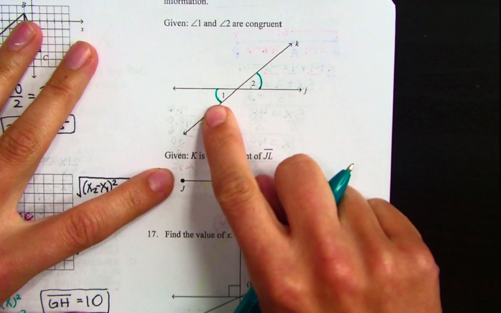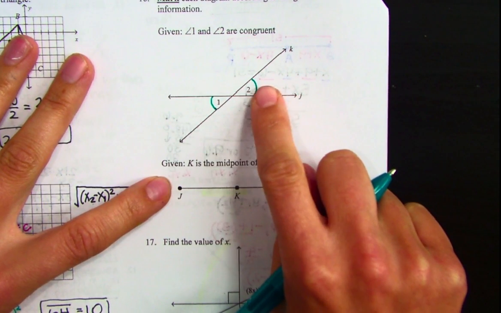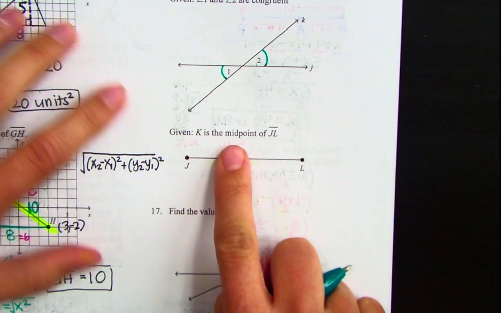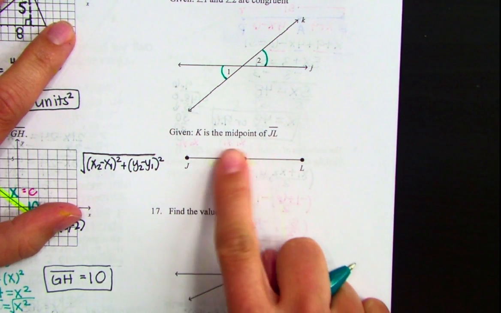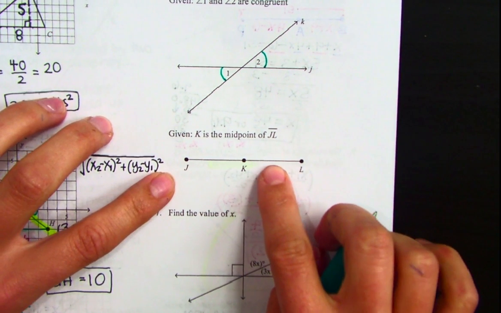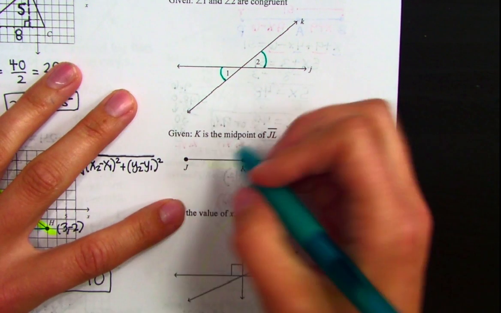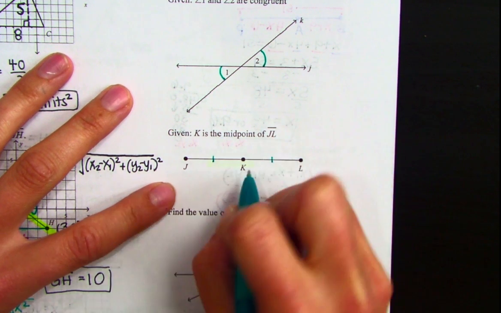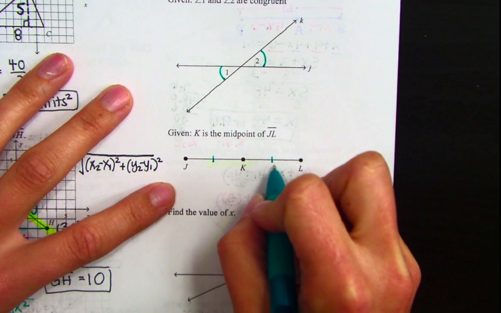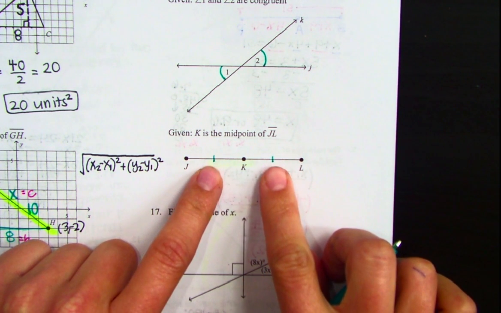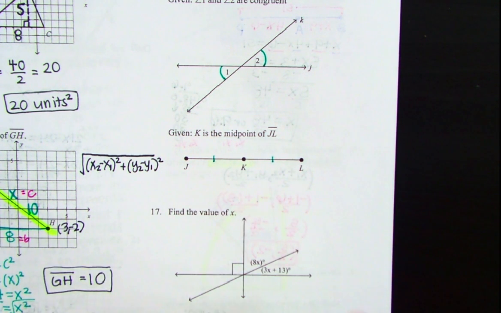So however many arcs are in the one angle, you would put the same amount of arcs in the other angle that it's congruent to. All right, if they tell us that K is the midpoint of JL, then we know that JK and KL are congruent. So when you have a segment, you use this little tick mark, the little dash. So we put one dash for JK and one dash for KL, showing that JK is congruent to KL, or they have equal lengths because of the midpoint K.